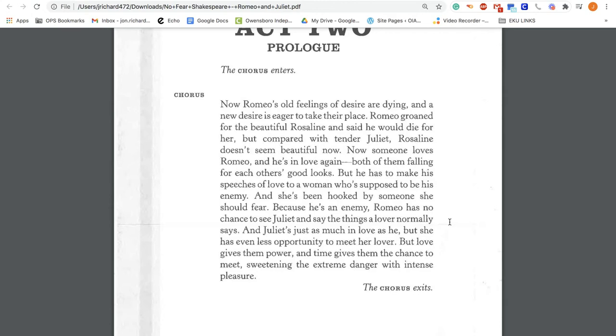And Juliet's just as much in love as he, but she has even less opportunity to meet her lover. But love gives them power, and time gives them the chance to meet, sweetening the extreme danger with intense pleasure. Okay, so that last line, I'm going to read it again. It's one of the Renaissance ideas that we've seen. It says, "But love gives them power, and time gives them the chance to meet again, sweetening the extreme danger with intense pleasure."